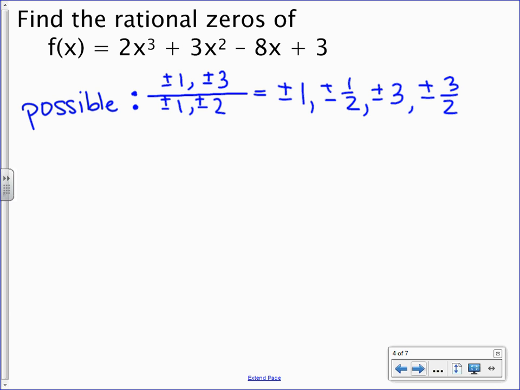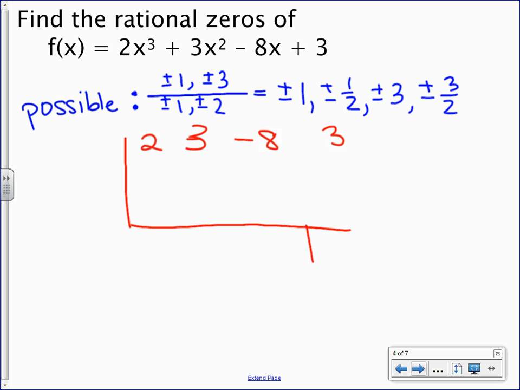Now we are going to set up our synthetic division. 2, 3, negative 8, 3. And our goal is to get what right here? We want a remainder of 0. Okay? So let's look at this list of 8 numbers. What would you like to try first?